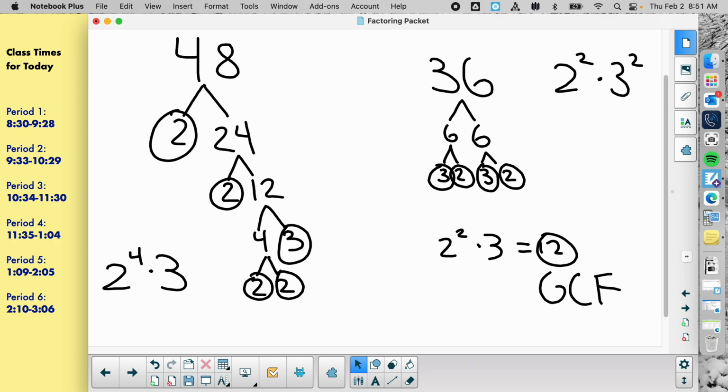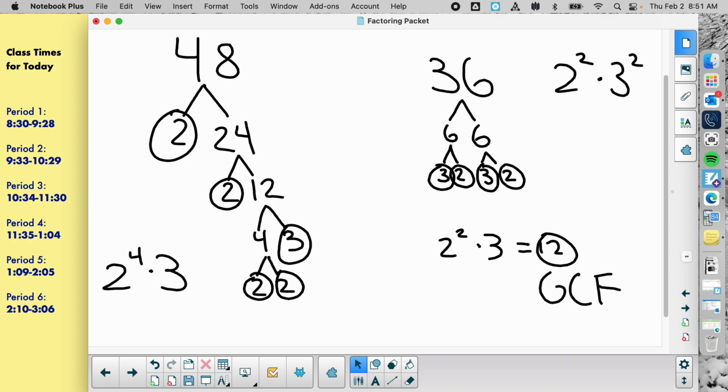Now, if you were given 48 and 36 from the start, and you knew 12 was the biggest number that goes into both of them, you could have answered that right away. So the greatest common factor is going to be us trying to figure out what's the biggest number that goes into everything. 48 and 36, 12 is the biggest number that goes into both. If you don't know that in your head, these trees are the way you're going to figure that out. Does that sort of make sense?